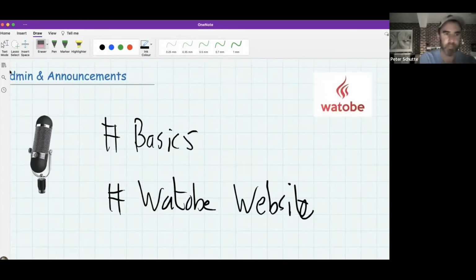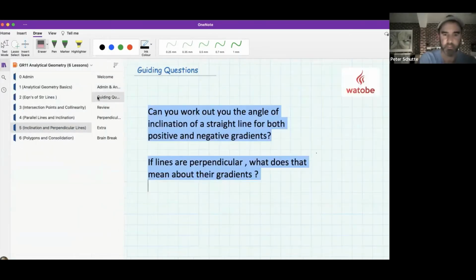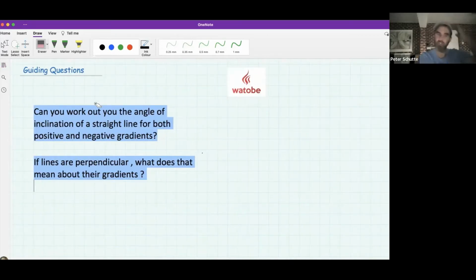Okay, then the other thing for today is guiding questions. I like this idea of setting our agenda. The guiding questions are: can you work out the angle of inclination of a straight line for both positive and negative gradients? And if lines are perpendicular, what does that mean about their gradients? I'd love if you guys can put in the chat, as we come to these questions, what do you know about them already? Do you know anything about them already?